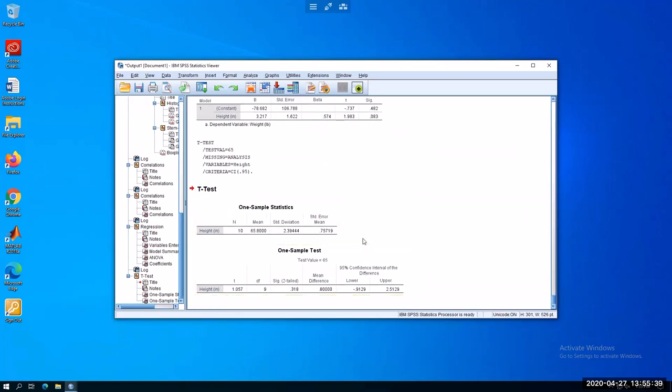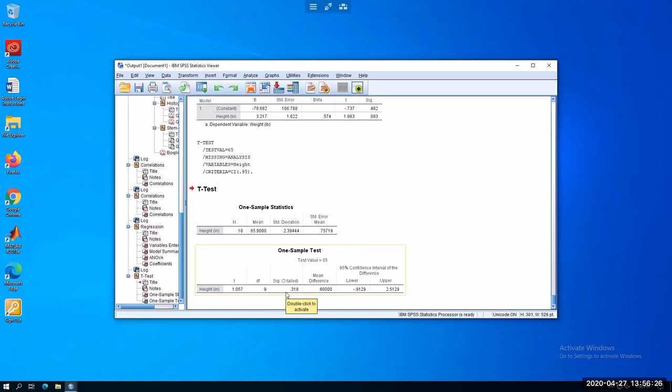And here is what we got. So this window tells us how height of our subjects compares to the test value of 65. And you can see that we have a T score of 1.057, and degrees of freedom 9, that's actually sample size minus 1. We had 10 samples and minus 1, that's 9.